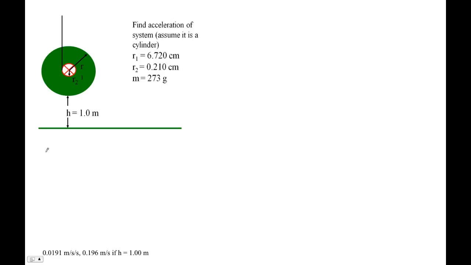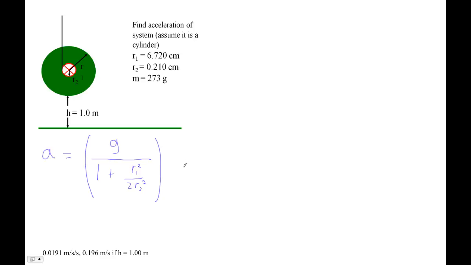Okay, in the last video I showed you that the acceleration of this system is g divided by 1 plus r1 squared over 2r2 squared. Let me just double check that. Oh, indeed, that is the correct answer: 1 plus r1 squared over 2r2 squared. Now I'm going to show you how to do that using energy.